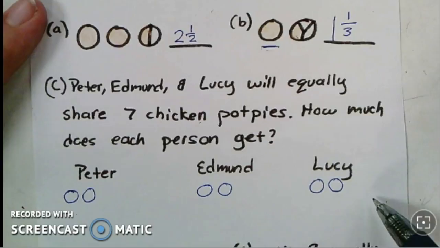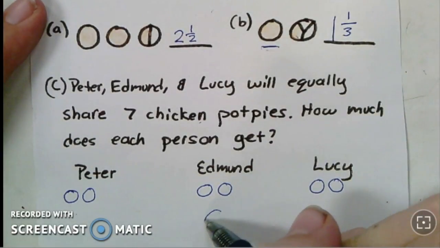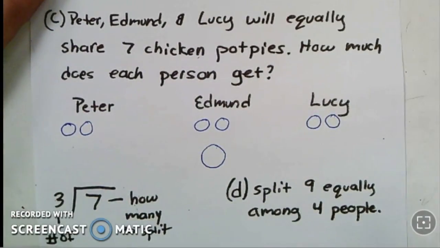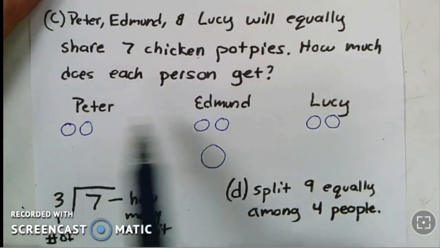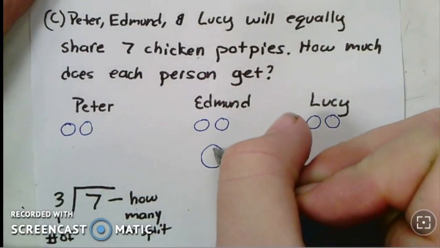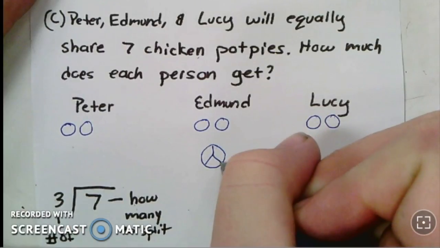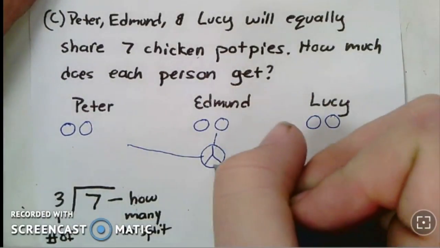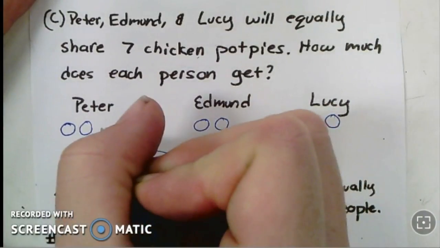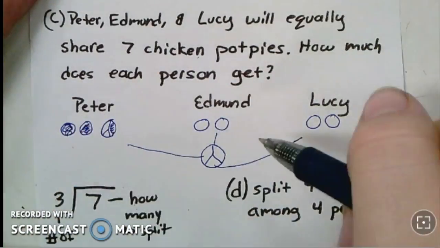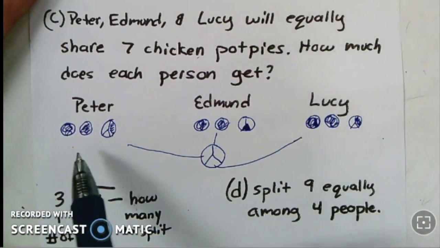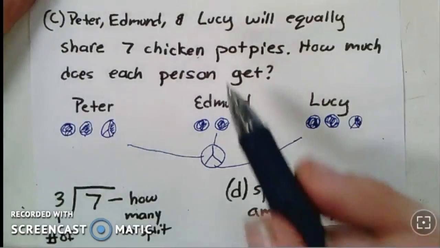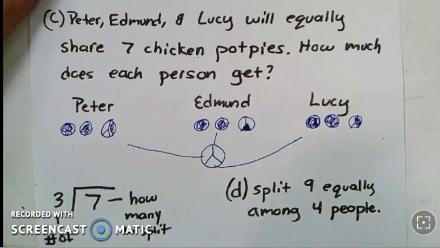But remember, I was going to 7, so I have 1 pie left. And this last pie, if I want to split it equally, I'm going to have to divide it, right? And since there's 3 groups or 3 people, I'm going to divide it into 3 pieces. And then 1 would go to Peter, 1 would go to Edmund, and 1 would go to Lucy. So we'll draw that over here. So now we can see that each of them have 2 1/3 apiece.